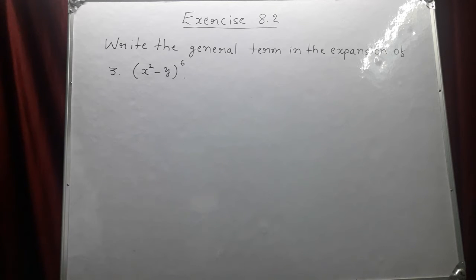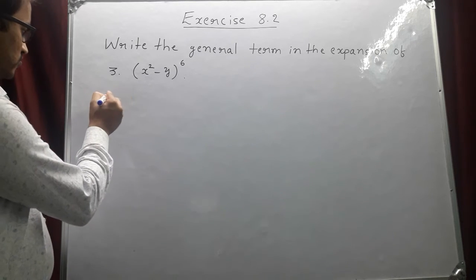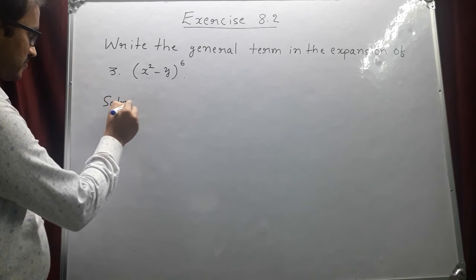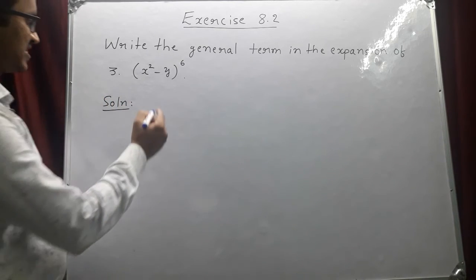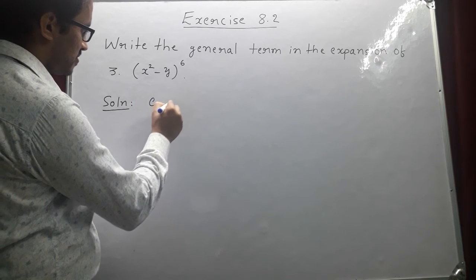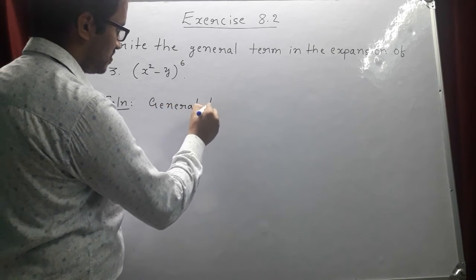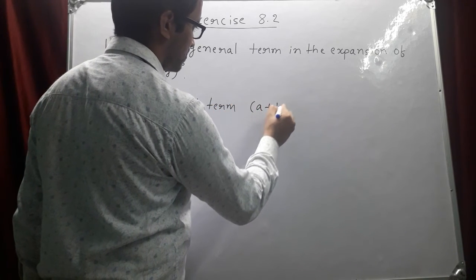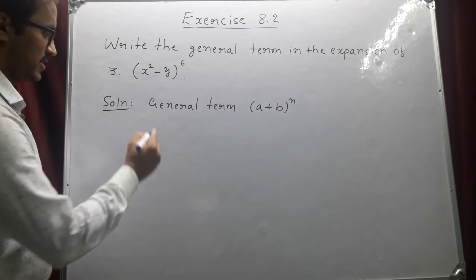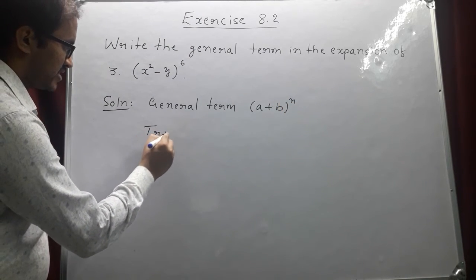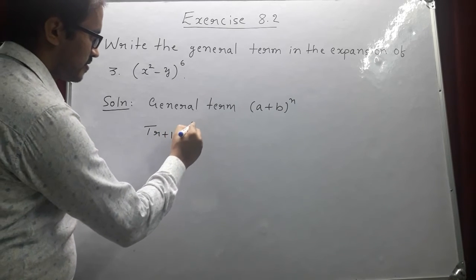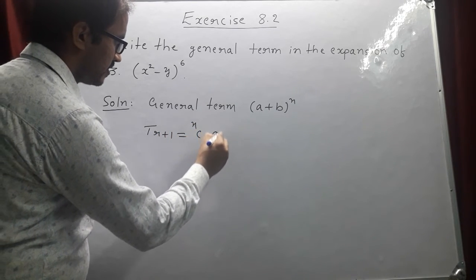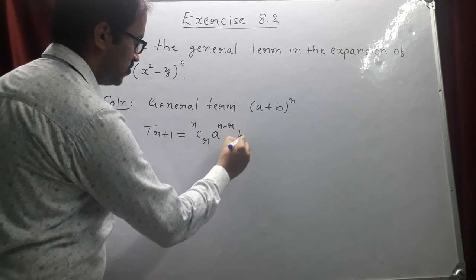Next question, write the general term in the expansion of (x² − y)⁶. So, solution. We know that the general term in the expansion (a + b)ⁿ is given by T_(r+1) = nCr aⁿ⁻ʳ bʳ.